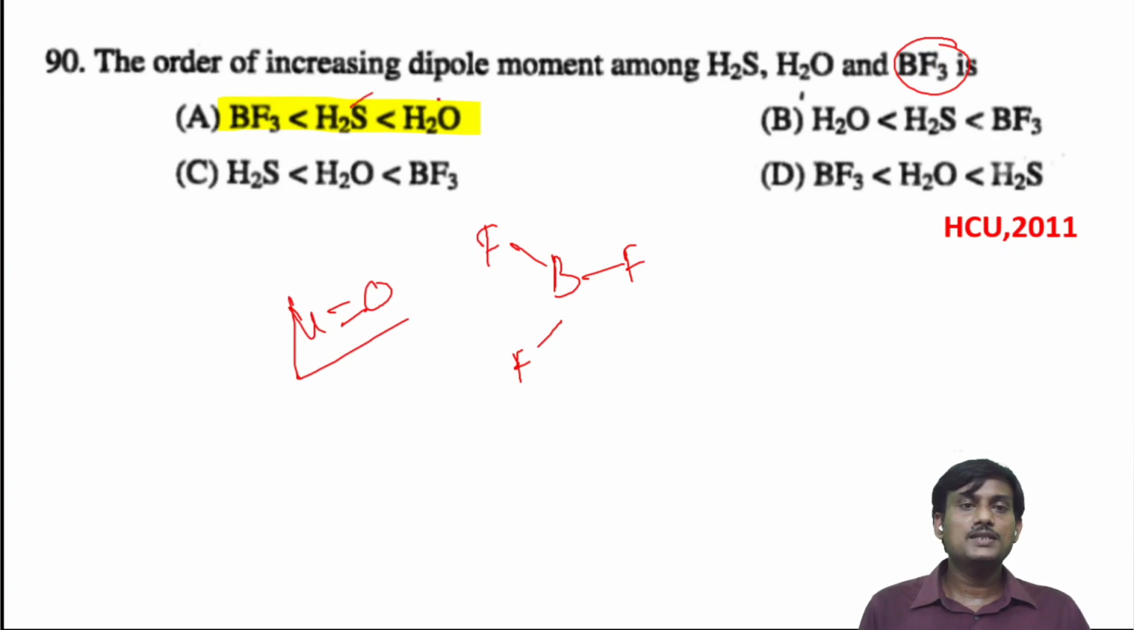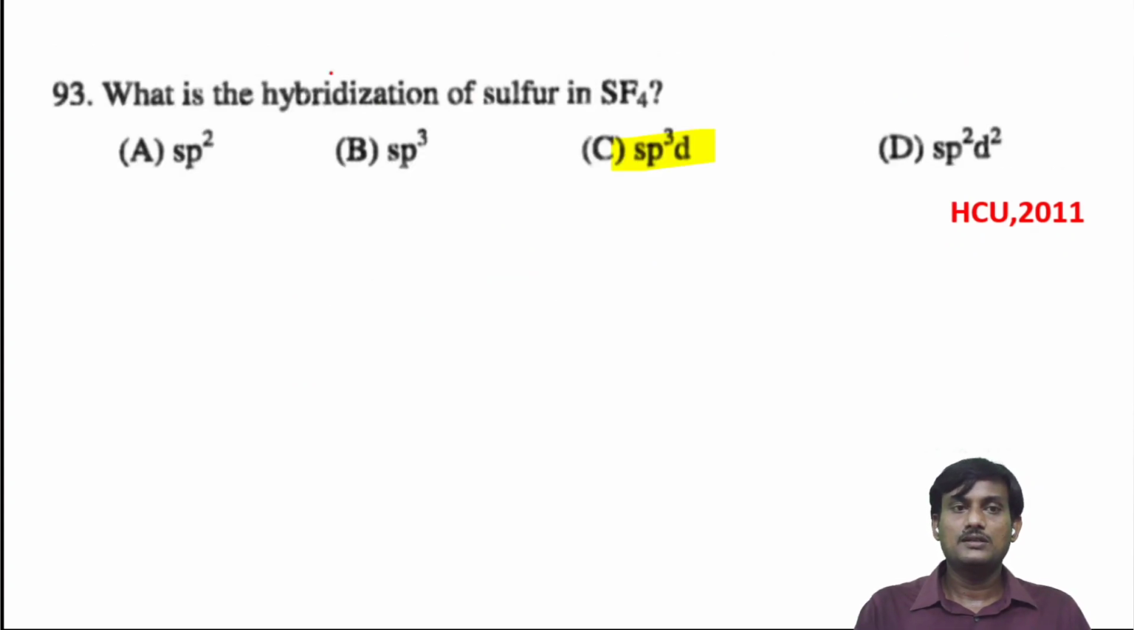If we compare H2S and H2O, the electronegativity difference between hydrogen and oxygen is more. So the dipole moment of H2O is greater than H2S, and the least one is BF3.